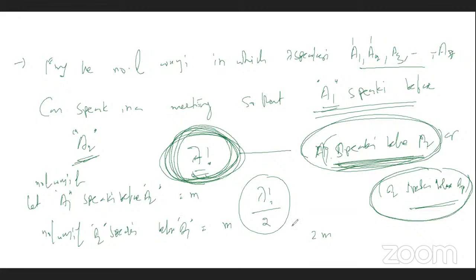So sum of these two ఏమవ్వాలి? 2M. 2M should be same as that of? 7 factorial. Very good. So what is M? 7 factorial by 2. So A1 speaks before A2, 7 factorial by 2 are there. A2 speaks before A1, 7 factorial by 2 are there. So total is again 7 factorial only. Yes, sir.